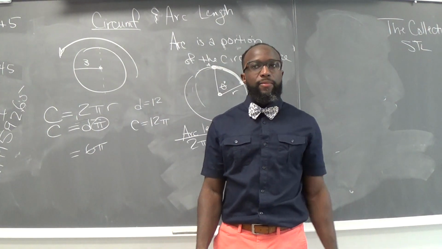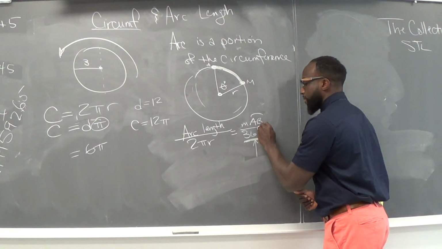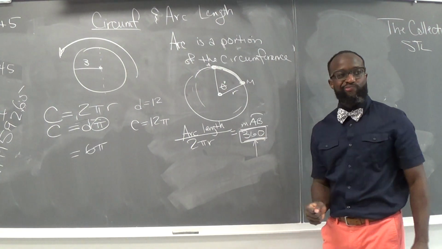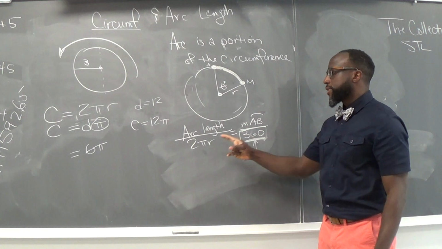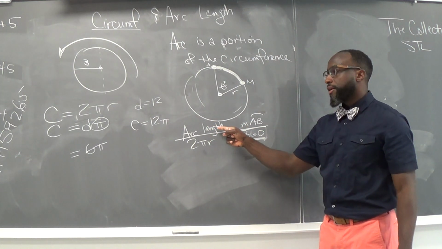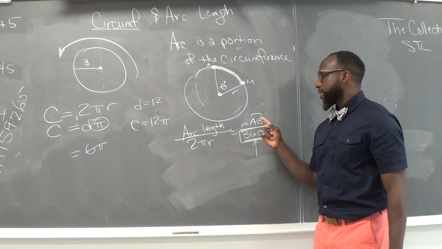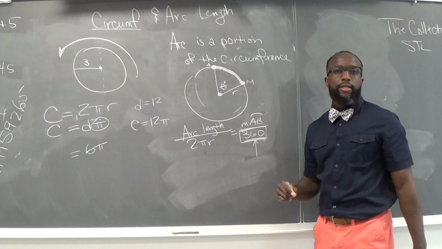Alright, so 360 is constant, it's always there. And so they give you 2 of these 3 things. They're either gonna give you the arc length and you gotta find one of these, or they're gonna give you the radius and the angle and you gotta find the arc length.